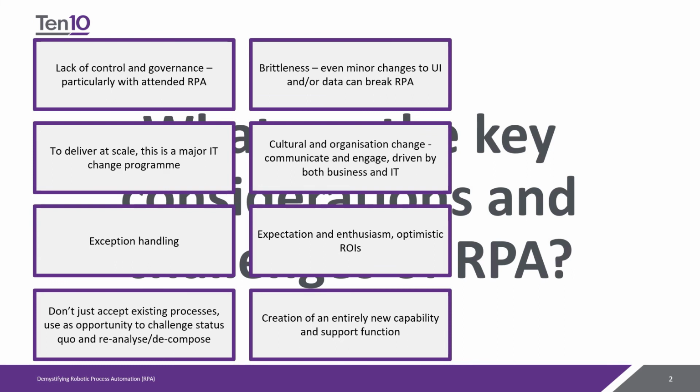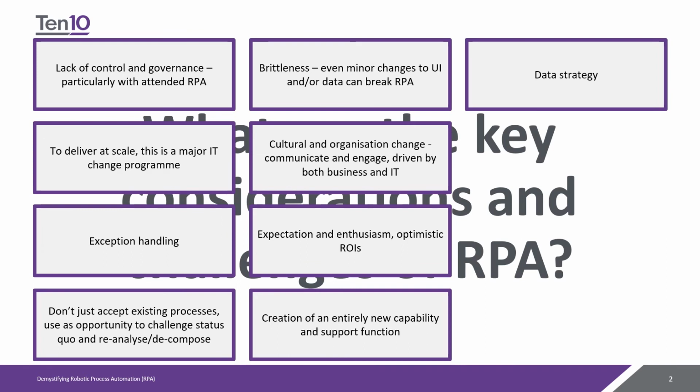RPA at scale requires the creation of entirely new capabilities and support functions. It's also important to understand who owns the automated processes post-implementation, the business or IT. Automation will sometimes require bots to process and handle confidential information. It's important that this information is handled with the right level of sensitivity and not the easiest route, such as Excel files or standardized emails.